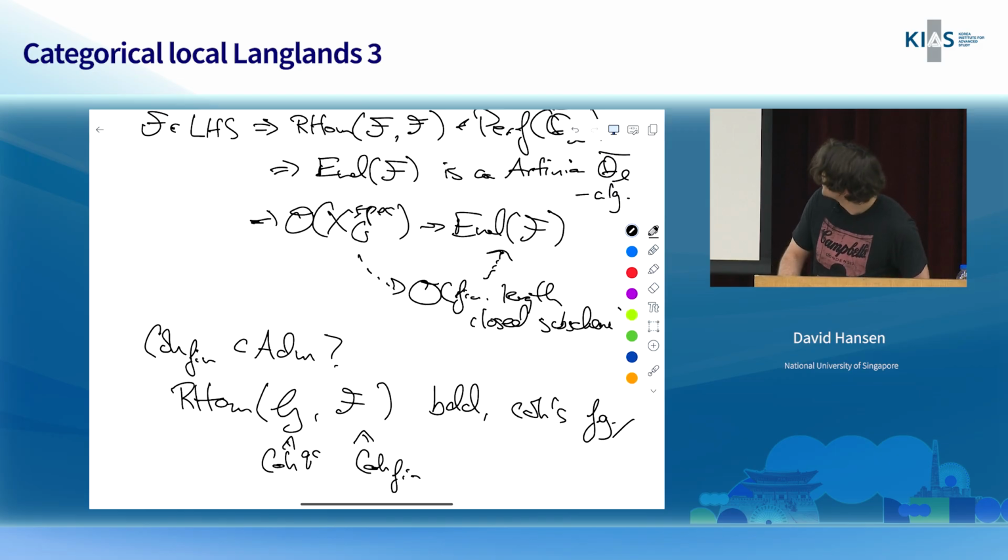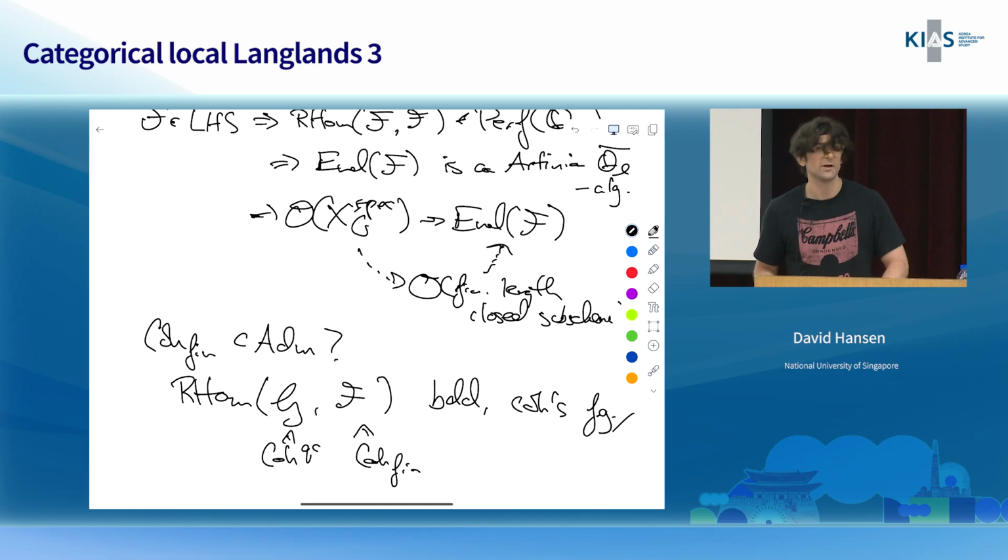Sorry, I wrote G is contained in CoQC, and F is contained in CoFin. CoFin contained in admissible? Yeah. This is all left to show, okay? So what do we have to check? We have to check that if I take RHom from CoQC to anything in CoFin, I get something bounded with cohomologies that are finite dimensional vector spaces, right?